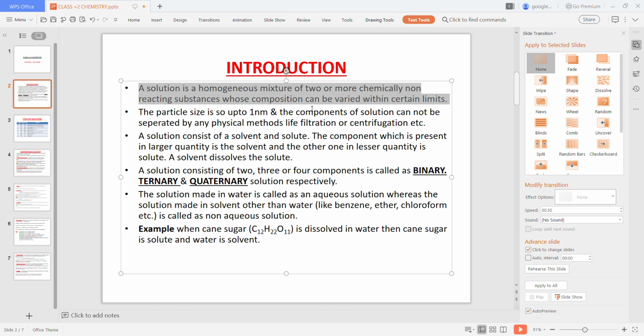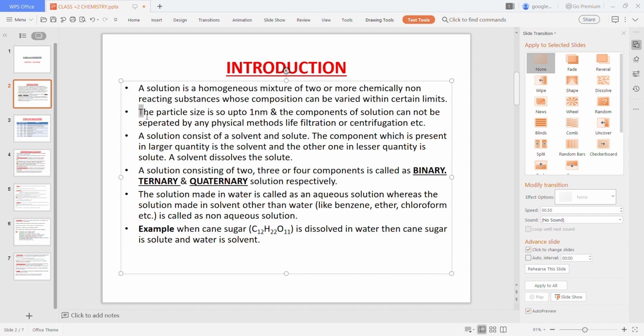The composition, suppose you add 10 gram sugar to 100 gram of water. You can also add 15 gram, 16 gram, 18 gram sugar. So there must be some limits. You cannot go beyond limits. You cannot add excess and excess of solute. Whenever you form a solution, you have to determine what amount of solute you are going to add in the solvent.